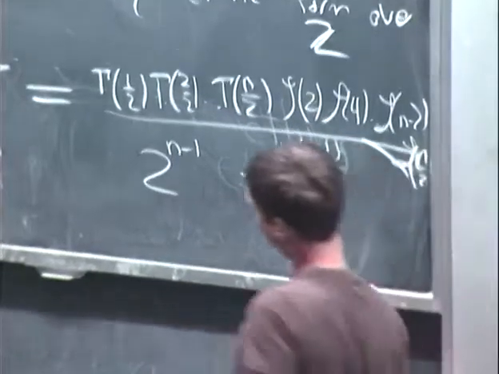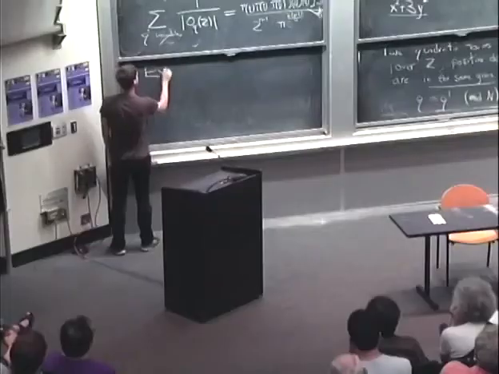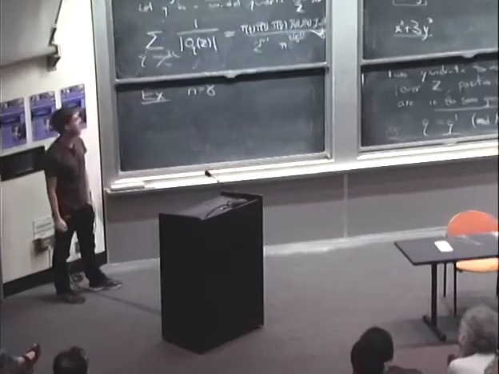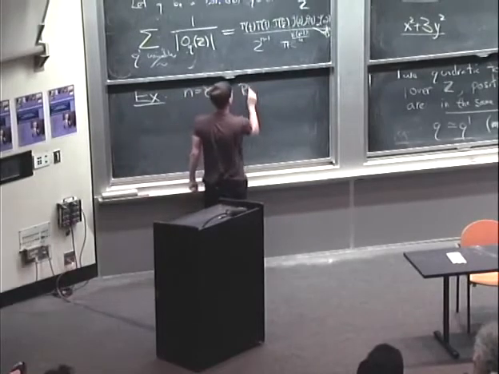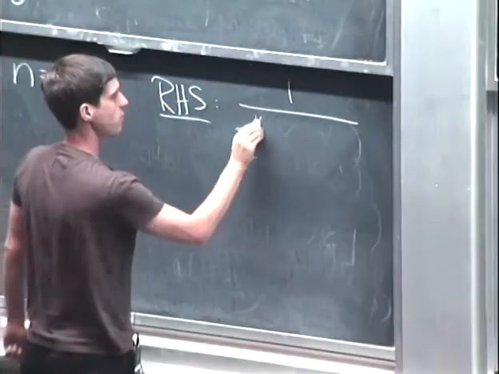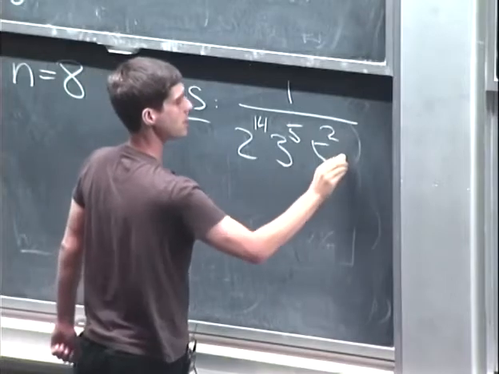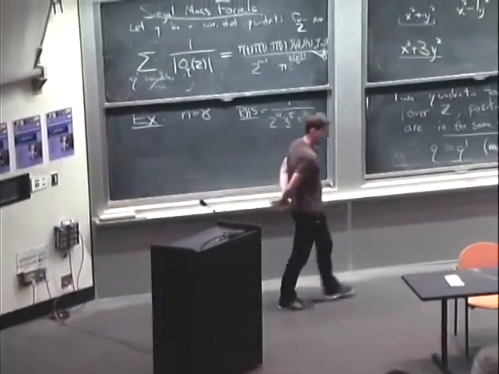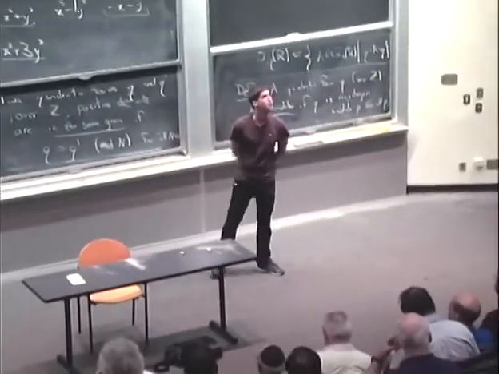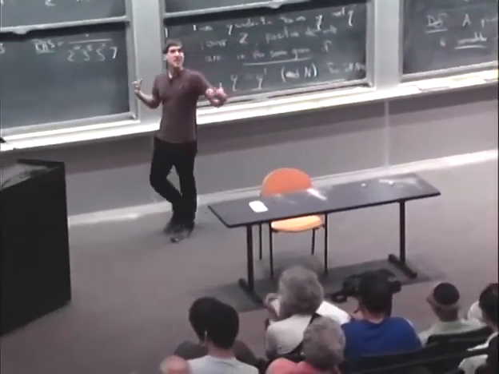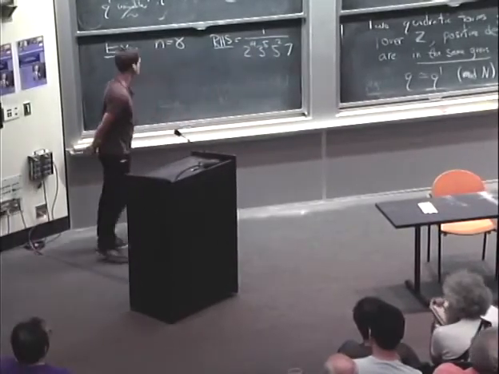Let's see some examples. So I said the number of variables always has to be divisible by 8. So the simplest example you might try is n equal to 8. And then you can evaluate the right-hand side. And the right-hand side turns out to be 1 over 2 to the 14th times 3 to the 5th times 5 squared times 7. So in particular, the right-hand side is non-zero, which means there's at least one unimodular quadratic form in 8 variables. And there's one that you can write down, where the corresponding lattice is the E8 lattice. It's the root lattice of the exceptional Lie group E8.